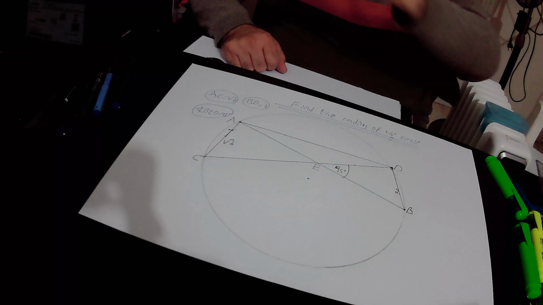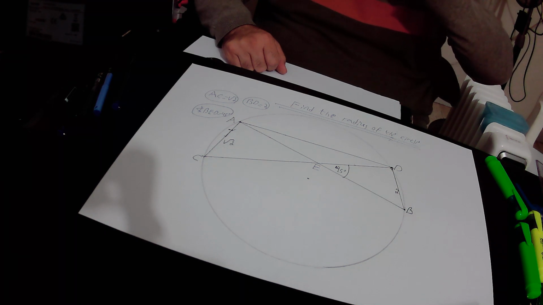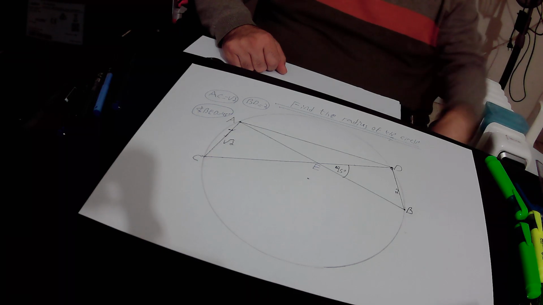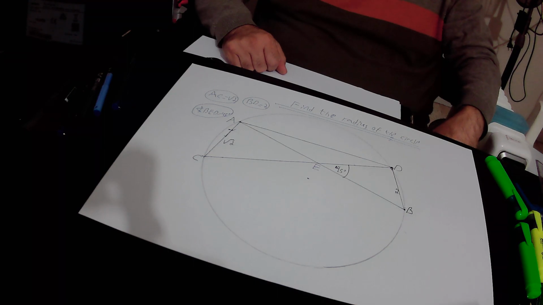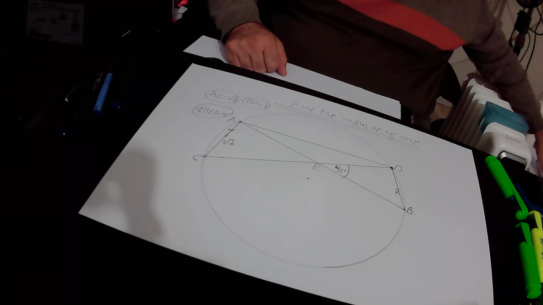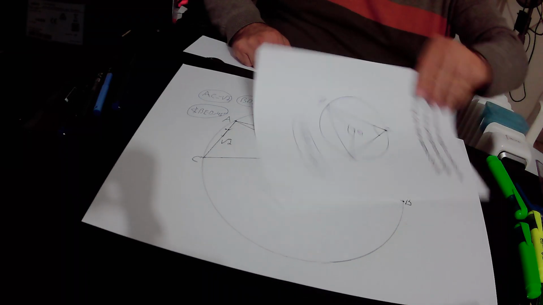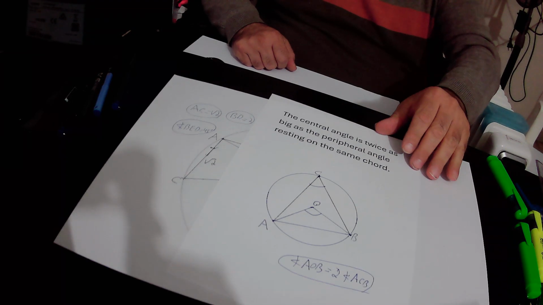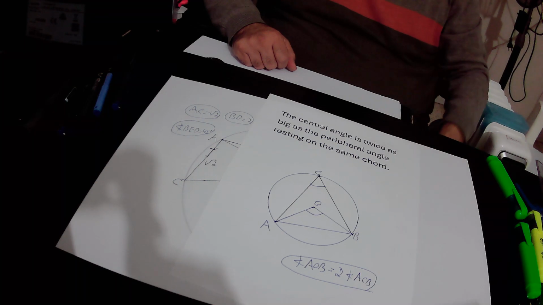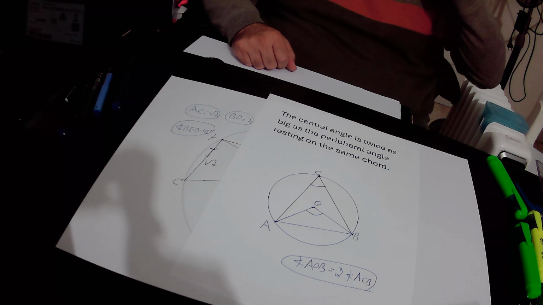In order to find out the radius of this circle, we use two rules. The first rule is that the central angle is twice as big as the peripheral angle resting on the same chord. Repeat again. We have this rule that states that the central angle is twice as big as the peripheral angle resting on the same chord.